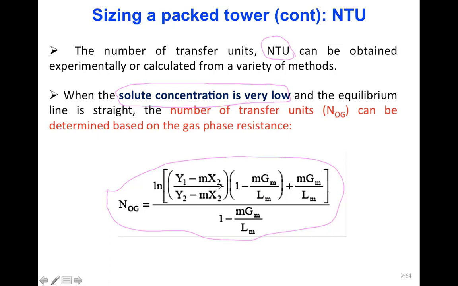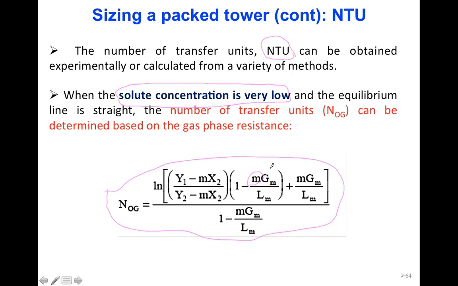1 is at the top, 2 is at the bottom. I prefer to use this type rather than n plus 1, 0. 1 is for the top, and 2 is for the bottom. M is the Henry constant divided by pressure, the slope of the equilibrium curve, if you remember.